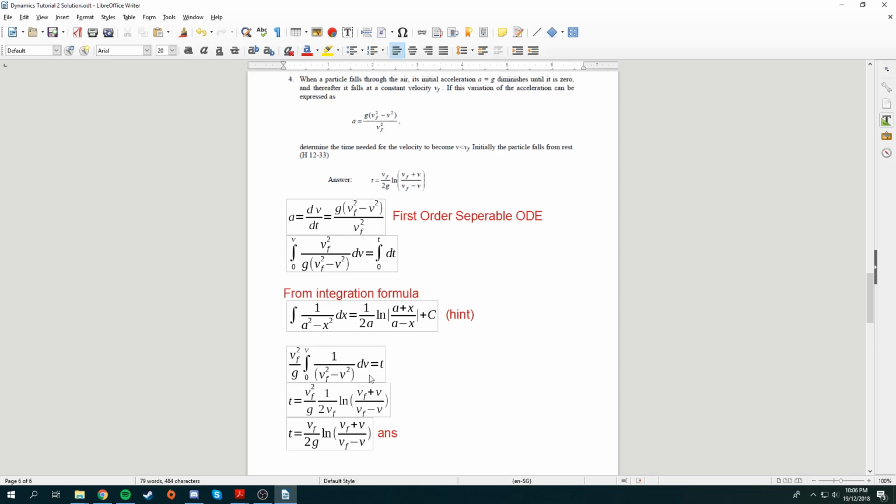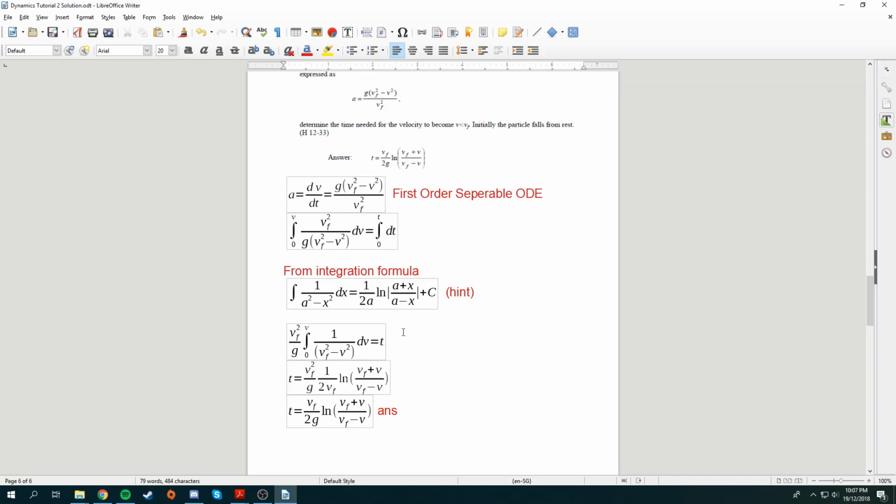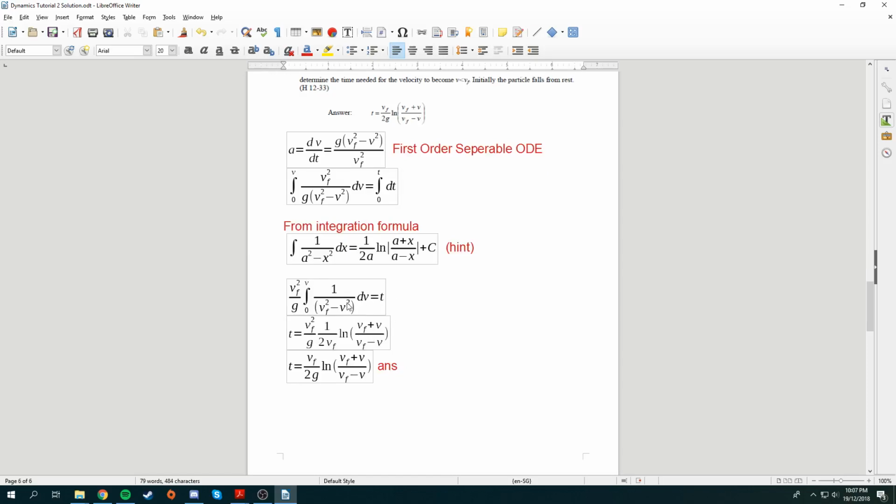And dt by itself, the time starts from 0 and we don't know what time it is, so we put t at the end. So when we do this integral, you see this form is the same as the integration formula form over here. So just follow the formula and then you can get the answer over here.